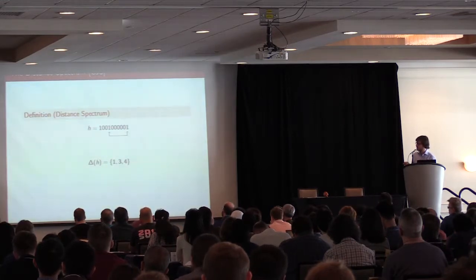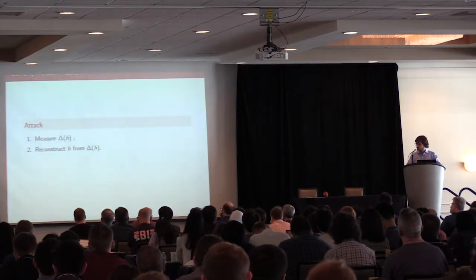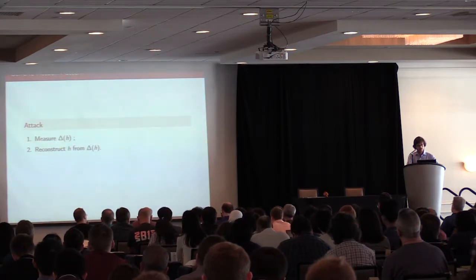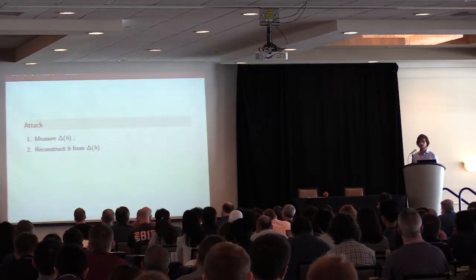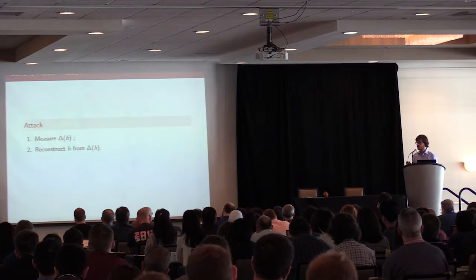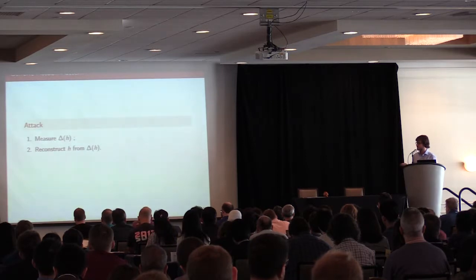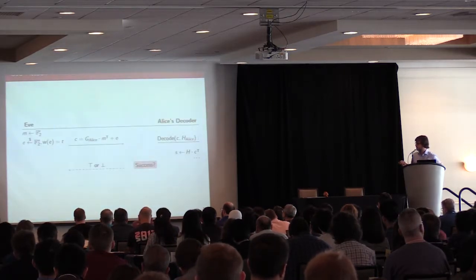So the spectrum of this h would be 1, 3, 4. So the main general attack pattern for such a scheme would be: measure in any way you want the value of the spectrum of h, and then reconstruct h from the spectrum. I'm not going to discuss the reconstruction phase because this is an algorithmic problem that was already discussed in the original GJS paper. So here's what they do.